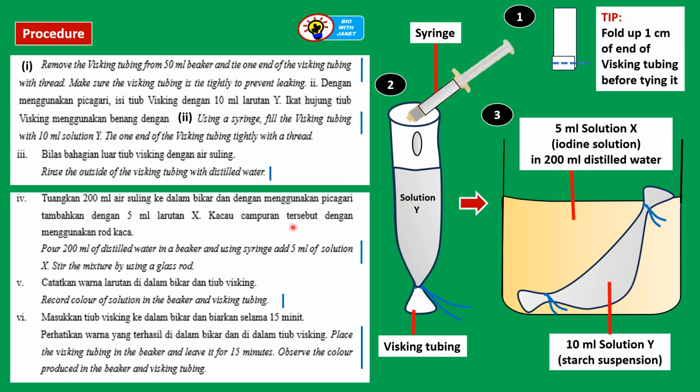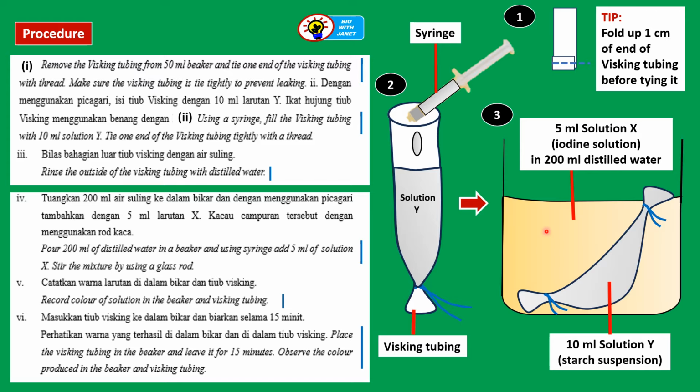All right. Now next, number 4, pour 200 ml of distilled water in a beaker and using a syringe add 5 ml of solution X. So now you're preparing the solution in the beaker. You mix 200 ml of distilled water with 5 ml of solution X, which is actually the iodine solution, right? And then stir the mixture with a glass rod to make sure that the iodine is evenly dispersed in the water, right? So the color should change to yellowish brown, as shown here, or brownish yellow.